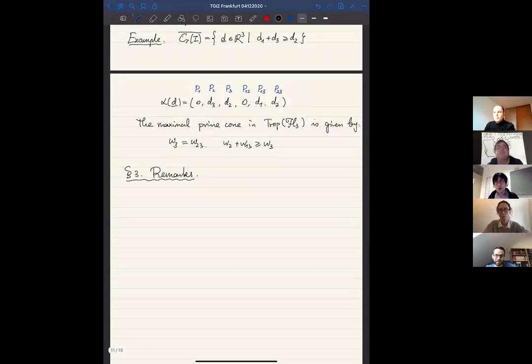Okay. So let's start with Chris' question. The first remark is about the Chovansky basis.